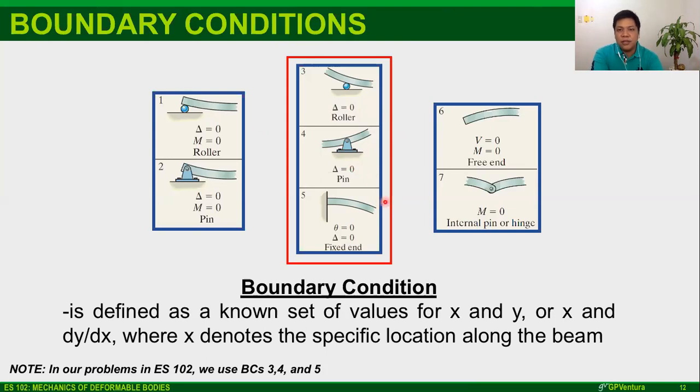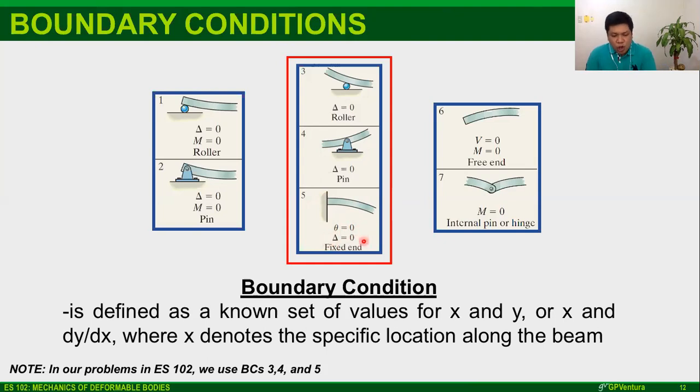Next boundary condition. Pag meron kang cantilever or meron kang fixed support, dalawa yung pwede nating impose na boundary conditions. I can impose that at the fixed end, at the fixed support, the slope is equal to 0 and the deflection is equal to 0.